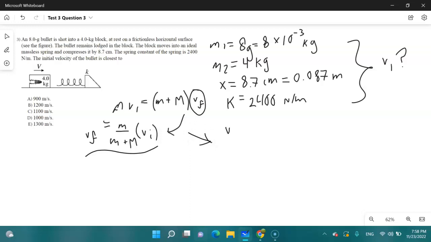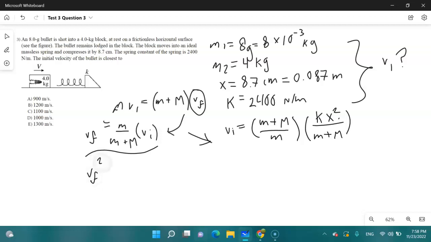So let's do that first. The initial velocity is going to be equal to the mass of the bullet plus the mass of the block over the mass of the bullet. And now here we're going to have our spring constant, so we're going to have k times x squared over both masses again. And we derived that from the final velocity squared. So if we have the final velocity squared, it's going to be equal to the spring constant squared over both masses. So we plug that in here.